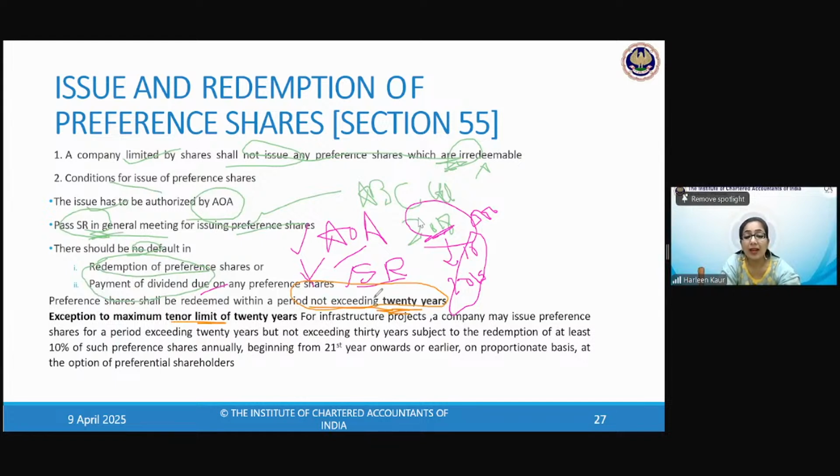But if you are an infrastructure company, what does it say? If you are doing infrastructure projects, those big infrastructure things, then the company can issue preference shares for a period exceeding 20 years, but not exceeding 30. So what does it try to tell you? That the maximum tenure of preference shares can be how much, children? 20 years.